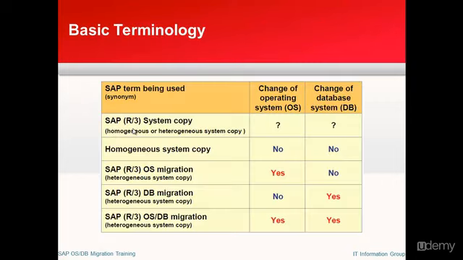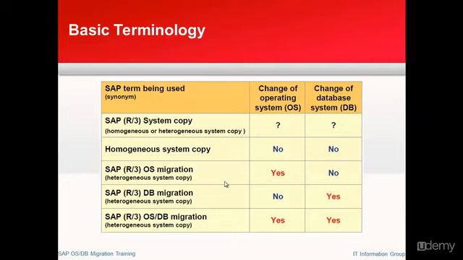Okay, now in this particular slide I am giving you a quick overview of when we call a particular migration an OSDB migration. Say for example SAP R3 system copy, it could be homogeneous or heterogeneous. Homogeneous system copy, we are not changing an OS, we are not changing a database. OS migration, so basically heterogeneous system copy, we are changing the OS but not the database. Database migration, it's a heterogeneous system copy, we are changing the database.